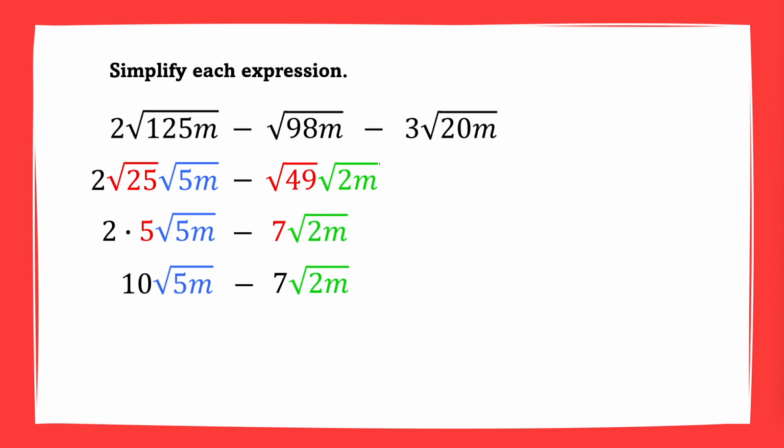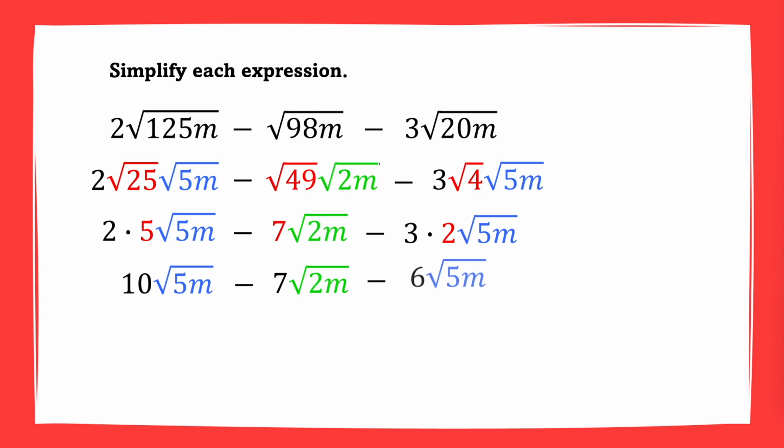Moving on to the third term, 20m can be rewritten as 4 times 5m. Separating the factors and taking the square root of 4 gives us 2. Then multiply 3 by 2 to get 6 root 5m. Now that we have simplified each radical, we can check whether there are like radicals to be combined.